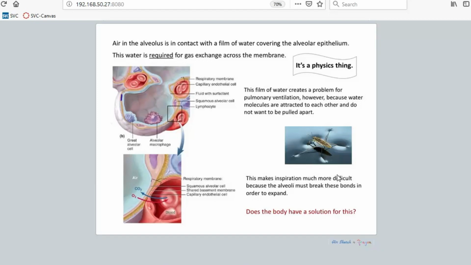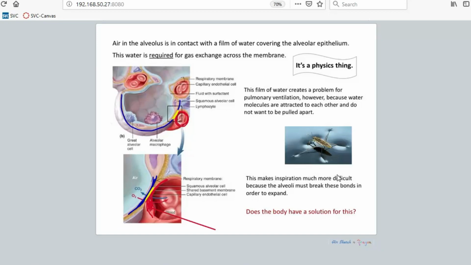So here we're looking at an alveoli, and here's a pulmonary capillary, and this is the respiratory membrane that those gases are going to be exchanged across. So now we're looking at a close-up of this. Here's the wall of the capillary, right there. Here's the wall of the alveoli, right there, and then they share some common structure in there. So all that's the respiratory membrane, and you can see gases moving across.